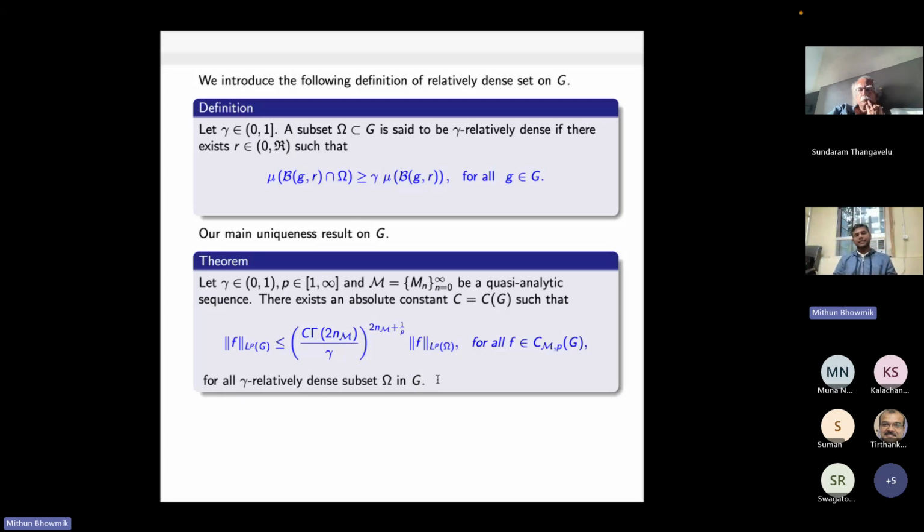Okay, so the gamma relatively dense set is very important here, and you can see that I can restrict the function on any gamma relatively dense set. So it does not depend on the position or shape or size of the relatively dense set. It only depends on the parameter gamma. So this holds true for each and every relatively dense subset of G.